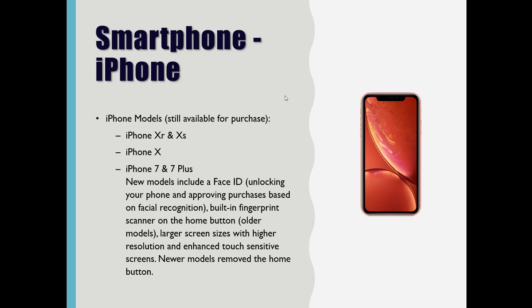iPhone 7, 7 Plus. They don't really have the bigger, smaller options anymore. They're just kind of one size. But they do have an edge to edge screen now, and there's no home button or anything. And we talked about some of the new model features like the Face ID. If you do have some of the older models that did have a home button, they do have built-in fingerprint scanners.